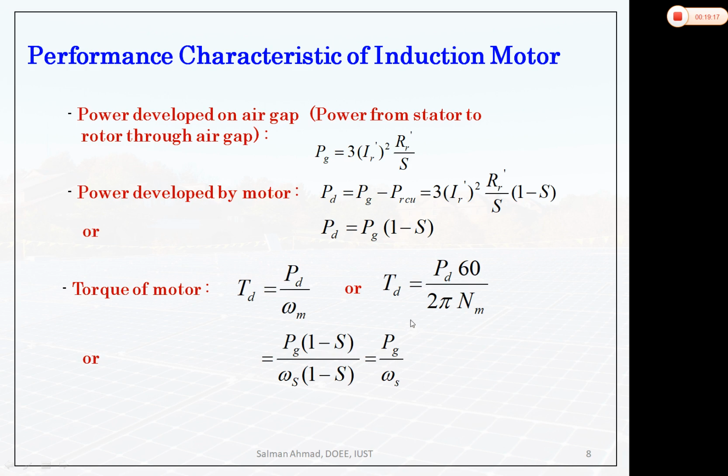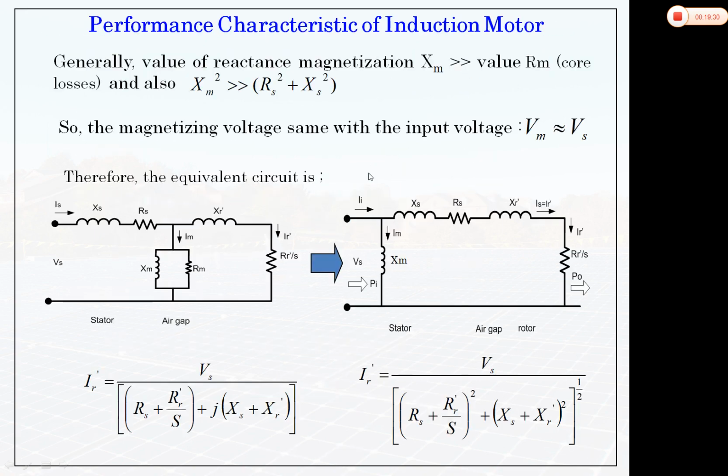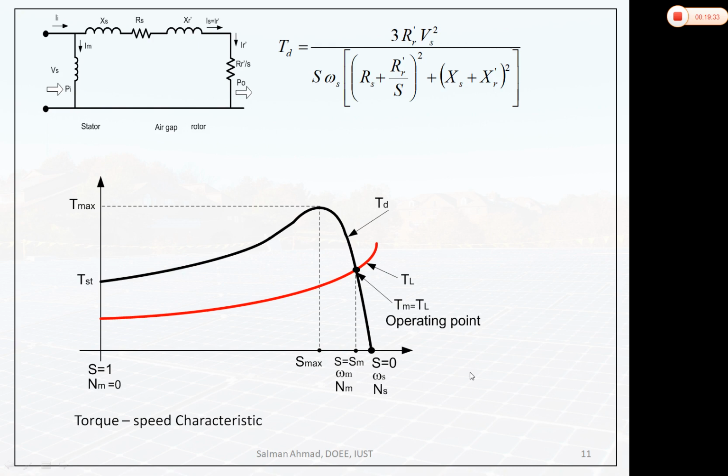Okay, so substitute this value here, divided by omega S. So we have 3 Rr prime upon S times omega S times IR prime square. The IR prime square value we will substitute from this value. So the developed torque we get is 3 Rr prime upon S omega S. Now this is IR prime, so the square of that will be Vs square upon (Rs plus Rr prime upon S) square plus (Xs plus Xr prime) square. Square root will not be here because we are squaring.